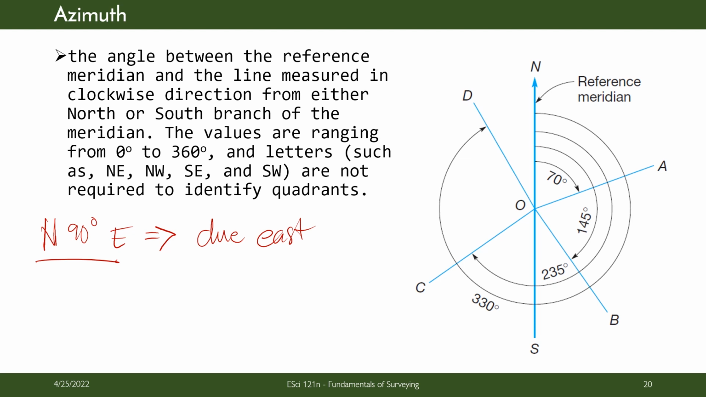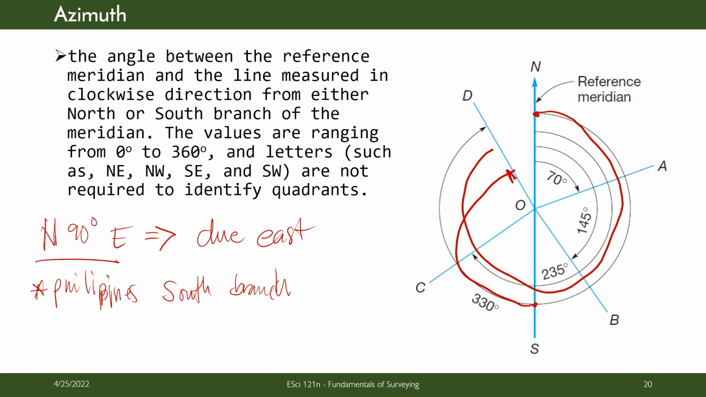But for the azimuth, usually in the Philippines, the reference meridian is always from the south branch. So meaning to say, the angle measurement starts here, going in this direction. But for this example, the reference meridian started at the north branch, going here. So anyway, let's erase this first.